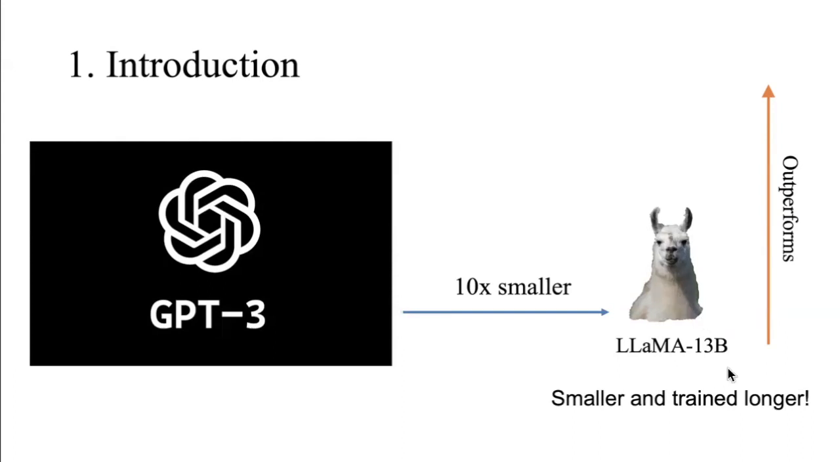And for the LLaMA model you see over here, that's the conclusion we made: with a smaller model, if it's trained longer on a given fixed data set, it will outperform GPT-3. So that's the conclusion of the LLaMA 1 paper.